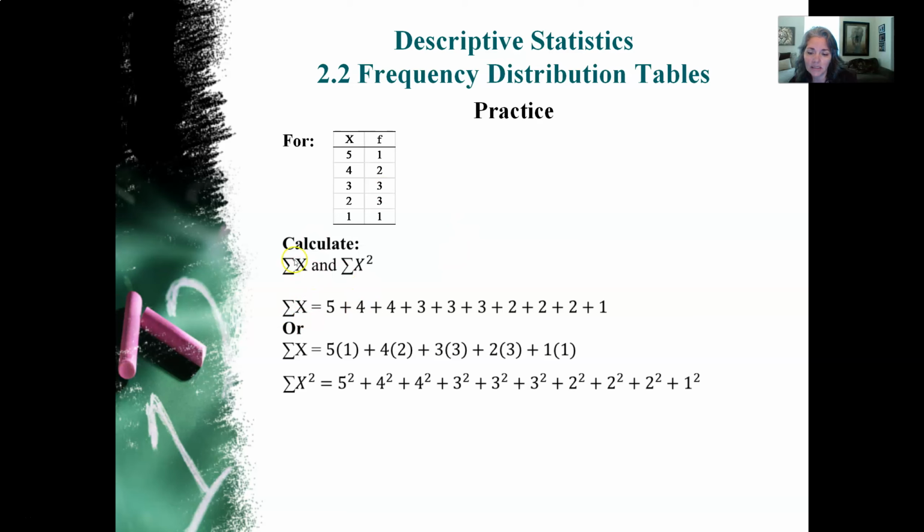So sum of x, again we have 1 5, 2 4s, 3 3s, 3 2s, and 1 1. Or you can do 5 times 1 and create a second column, right? 4 times 2 is 8, 3 times 3 is 9, so on and so forth, and sum that all up. For x squared, you can do 5 squared, and then again there's 2 4 squared, and 3 3 squared, and 3 2 squared. So you cannot forget the frequency, okay? And so here's your answers.